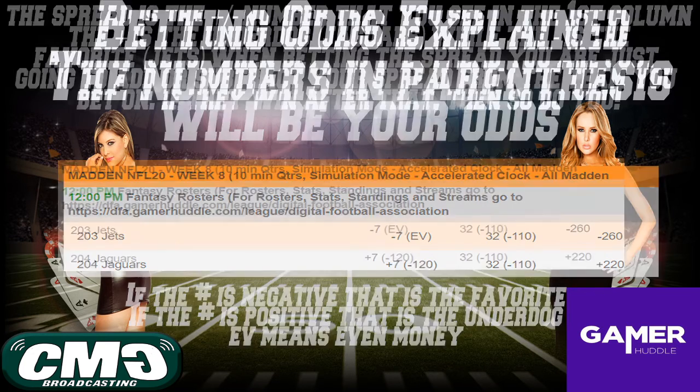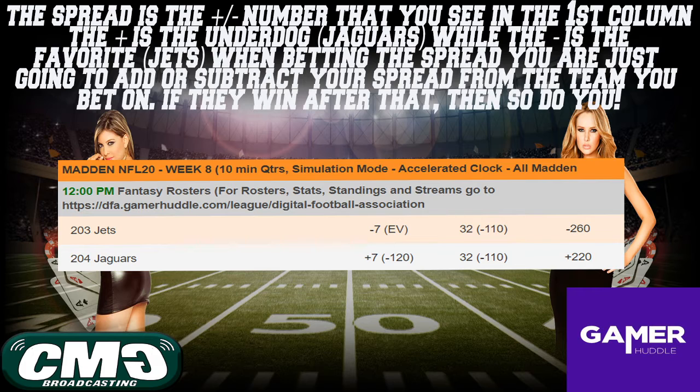Now, the first thing we're going to take a look at is going to be the spread. The spread is those plus and minus numbers with that 7 in the first column that we're looking at. The plus is going to be the underdog. So the plus 7 means the Jaguars are not expected to win this game. They're the underdog. The minus 7 means the Jets are the favorite to win this game. And that plus or minus 7 just means how much they expect them to win or lose by. So when you're betting with these, you're only betting one of these numbers. We're not going to minus 7 and plus 7 to each score here, unless you do two bets. But again, those are two separate bets, so they wouldn't happen at the same time.